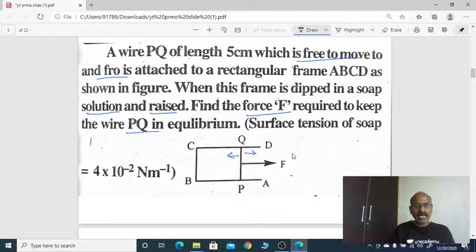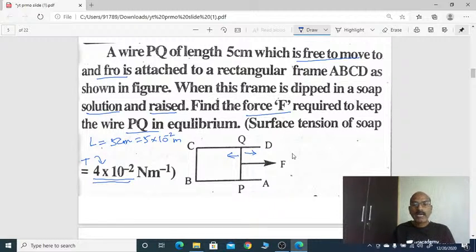Here what is given, length of the PQ is given 5 centimeter, that is 5 into 10 power minus 2 meter, convert centimeter into meter. Surface tension is already given within the bracket, 4 into 10 power minus 2 Newton per meter. Here, what is the force required to keep PQ in equilibrium?